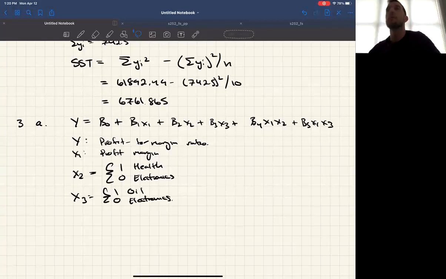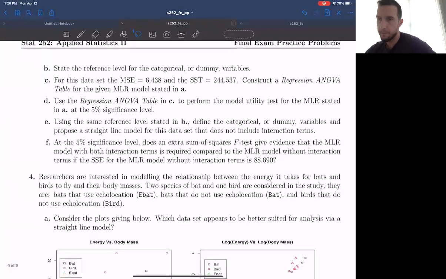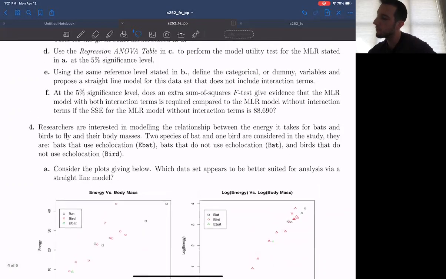Okay, so we are working up to 3F. All right, so state the reference level, that's electronics. For the data set, the MSE is equal to this, the SST is equal to this, build a regression ANOVA table. So this is pretty much the same thing that we just saw. We just have a more complicated model. Model utility test. Using the same reference level stated in B, define the categorical or dummy variables and propose a straight line model for this data set that does not include interaction terms. Okay, so the model in E is probably what we need.